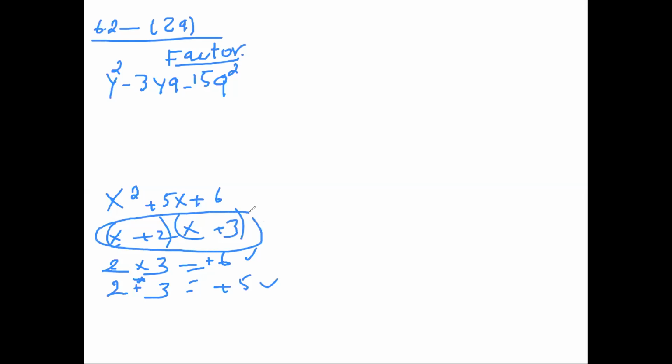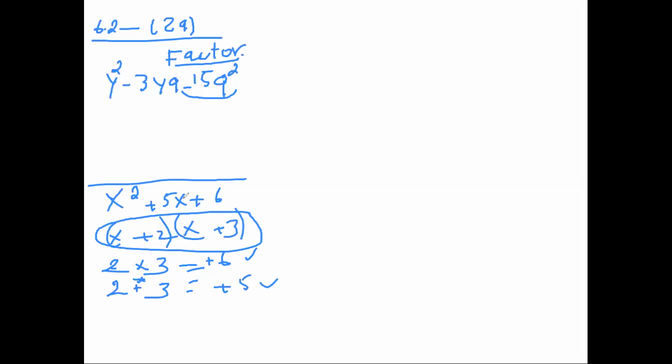We factored it. The other problem is a little more complex, but the method is the same. Instead of numbers, we have some letters. Basically, you want to find 2 numbers that multiply to this number. So instead of 6, we have 15, and instead of 5, we have 3q.